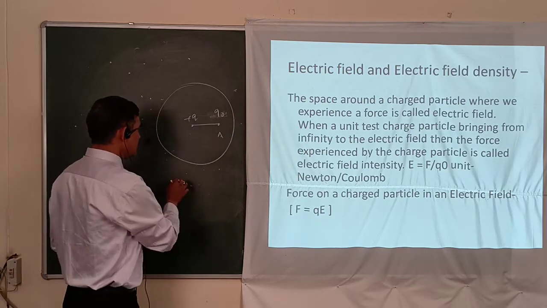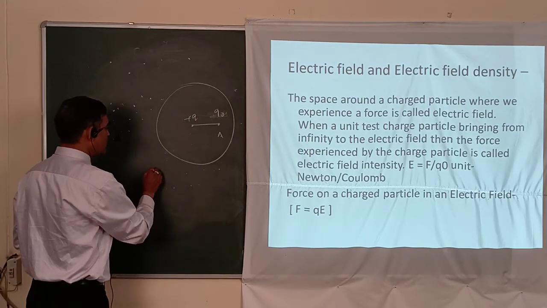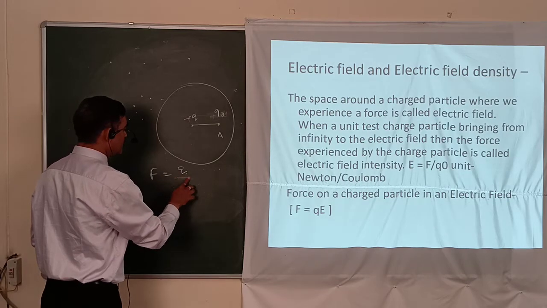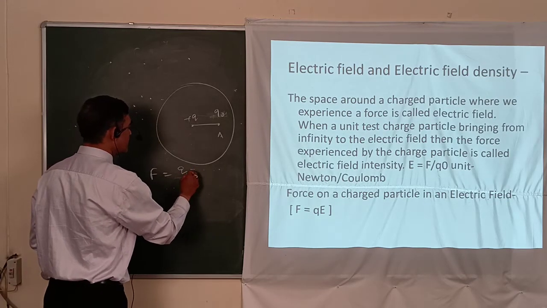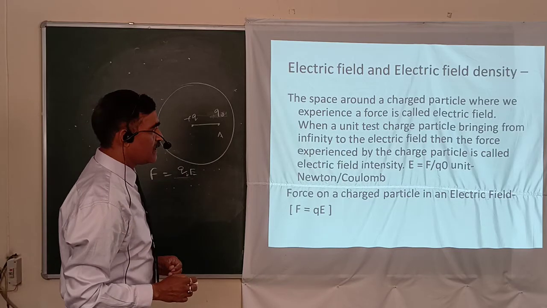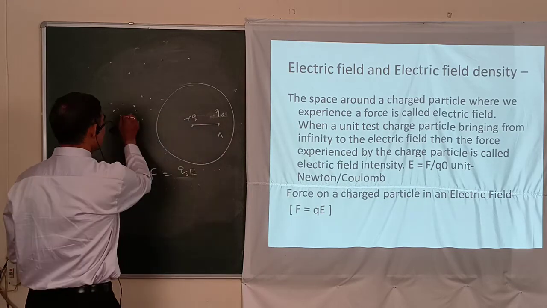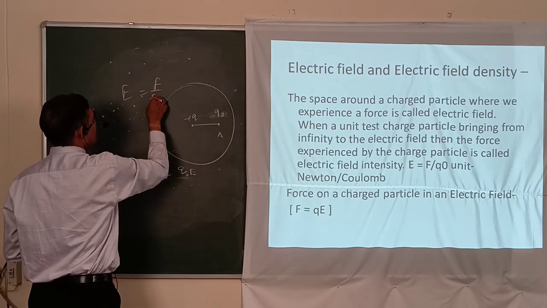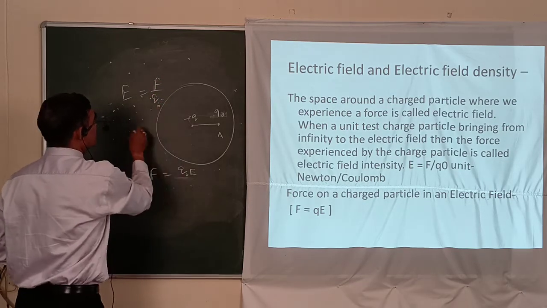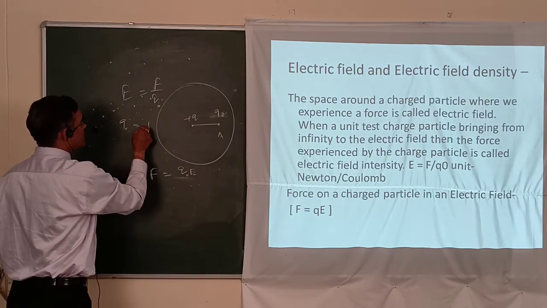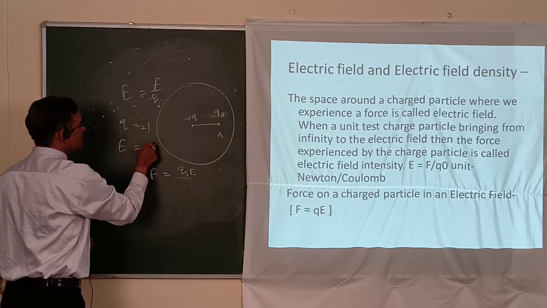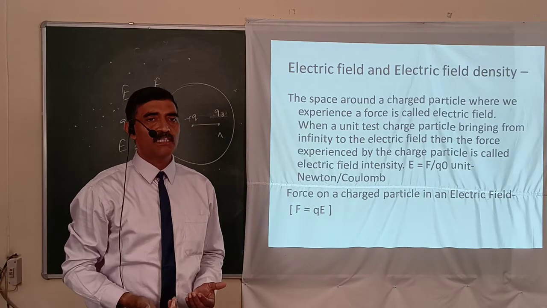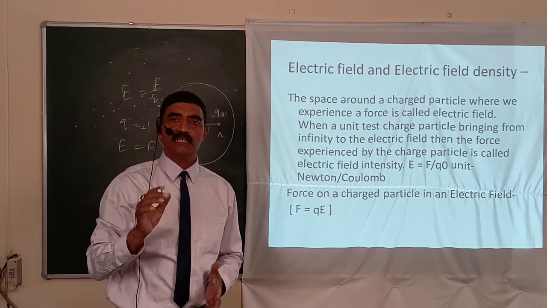Now suppose instead of charge Q we place Q naught over here, then the force experienced by it will be Q naught into E. That is the force experienced by it. Or E is equal to F upon Q naught. Now here you can say if Q naught is equal to 1, then E will be equal to F. So the electric field intensity is the force experienced by a unit positive charge placed at that point.